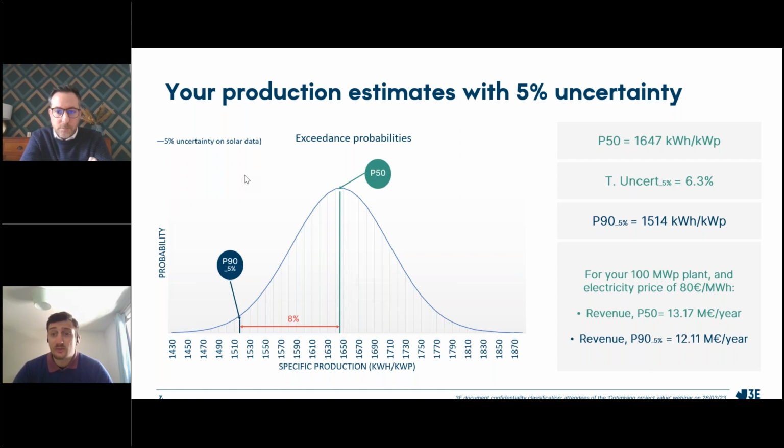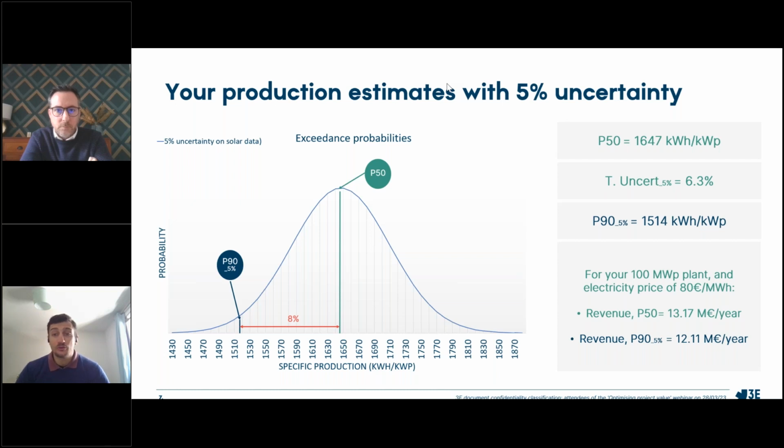It means we have a gap between the P50 and the P90 value of about 8%. This is something that you may want to remember, this 8% value, because it's the distance you have between these two values. And of course, when you try to optimize your project, you want to reduce this distance. You want to have your exceedance probability as close as your P50.